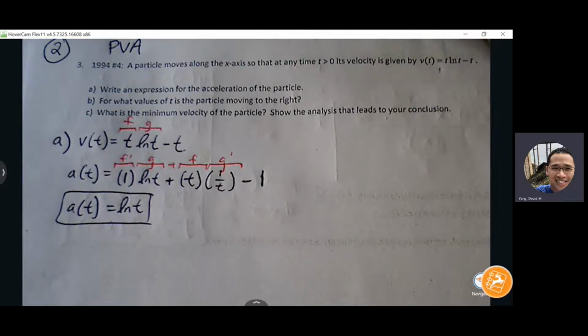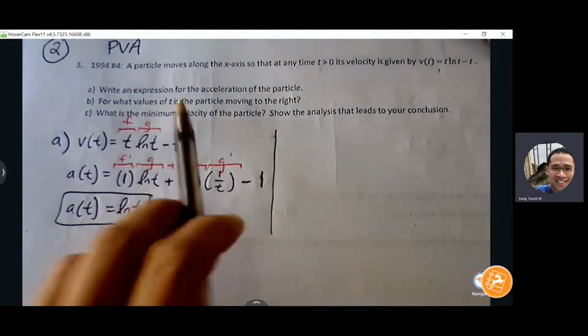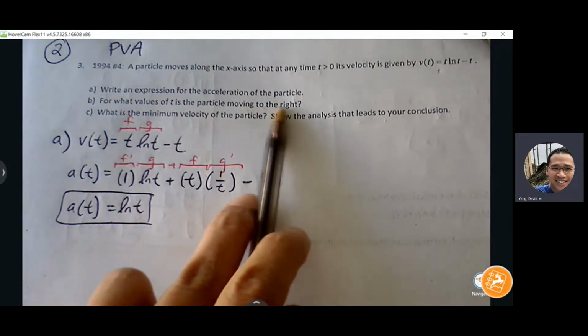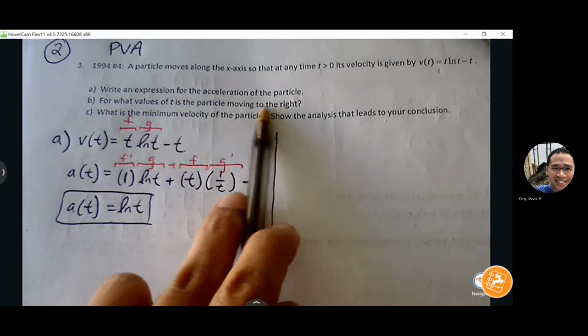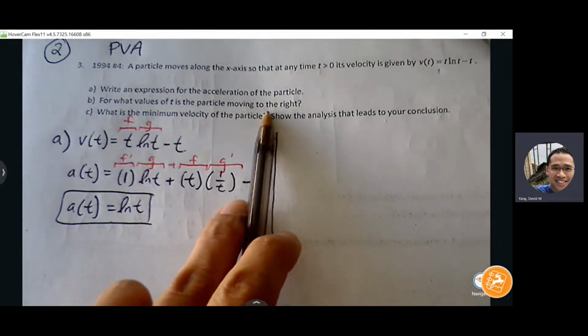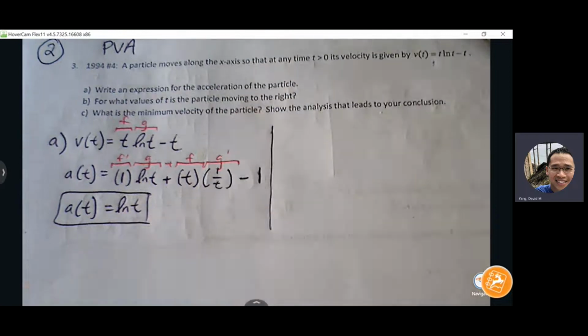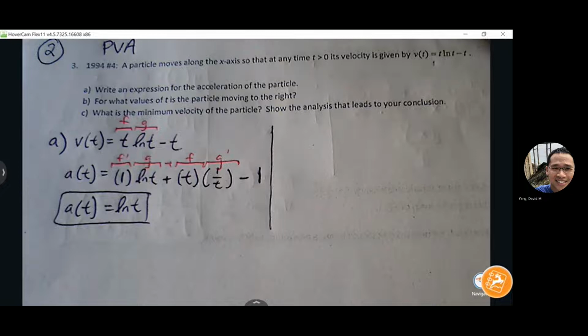Part B, for what value of t is the particle moving to the right? So we're back to using what function to get all this information? Yeah, the velocity, right? So we got to do some things with the velocity here. So before we can decide whether it's moving right, we first have to do what? Set velocity equal to 0. Yep, we're going to find the critical points, create our velocity sign line, create intervals, test each interval, and then assign each interval with a plus or minus.